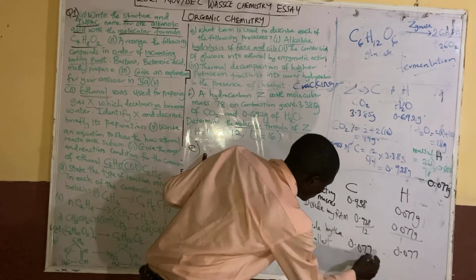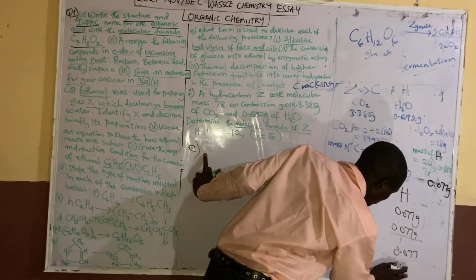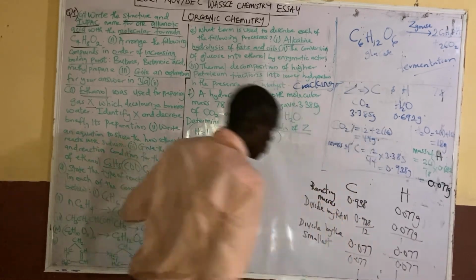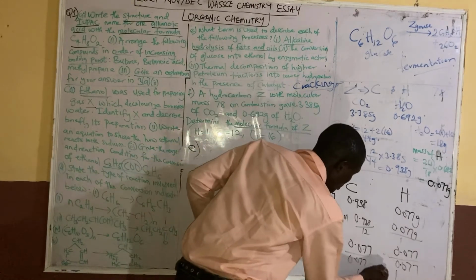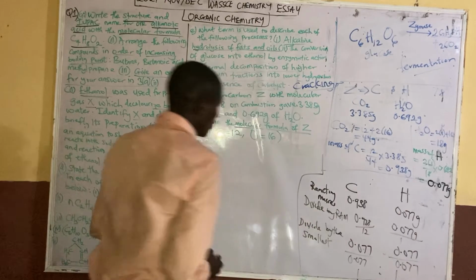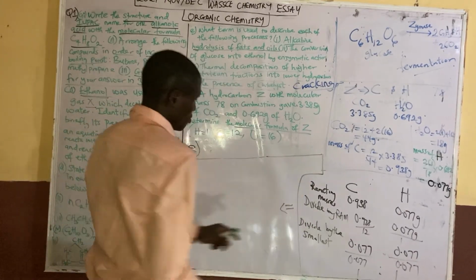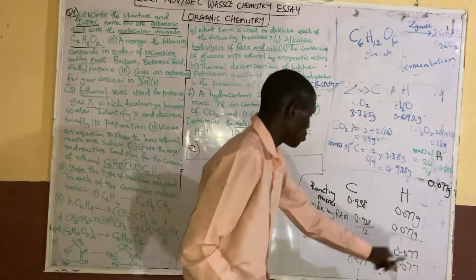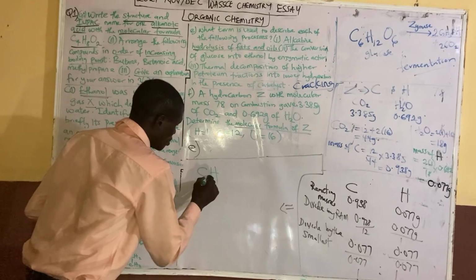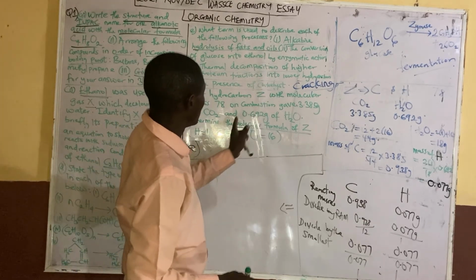So we have 0.077 over 0.077, and this is a 1 to 1 ratio. Carbon to hydrogen is 1 to 1. So coming back to this piece now, since this is 1 to 1, your empirical formula is CH. Now we have to calculate the molecular formula.